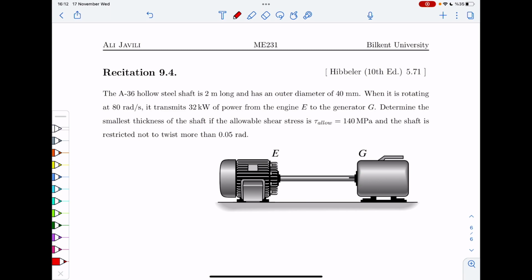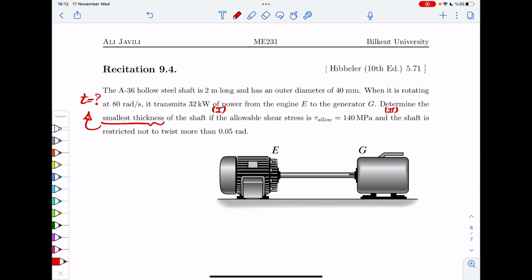So this is the first requirement. The first requirement is that we should not exceed the allowable shear stress. The second requirement is that the shaft is restricted not to twist more than 0.05 radian. Okay, so we want to solve this problem. So the question is, what is the smallest thickness? We want to calculate the smallest thickness such that it satisfies these two conditions. So we solve it for the first condition, and then we see how the second condition would influence that.